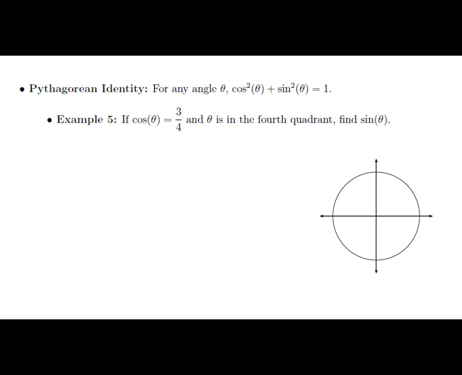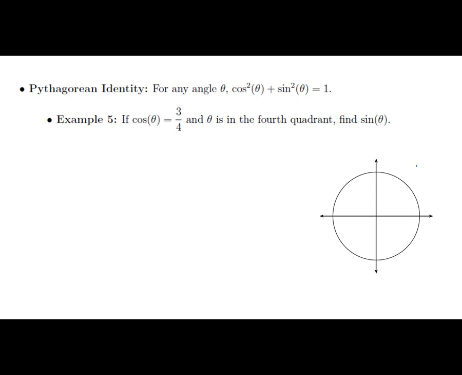So suppose I know that the cosine of theta is equal to 3/4. And I also know that theta terminates in the fourth quadrant. Let's find the sine of theta. So first of all, let's notice that the cosine of theta equals 3/4. That's not one of the special values that we've memorized. So I can't just think back to the unit circle from earlier and say, oh yeah, I remember what goes with 3/4. We're going to have to figure it out. But the Pythagorean identity allows us to do that.